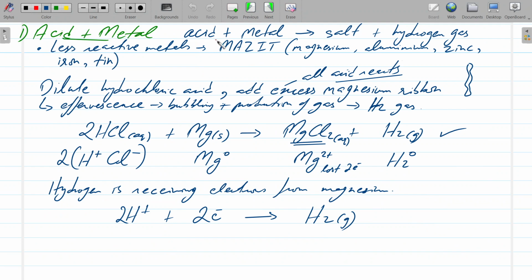So the first thing is an acid with a metal, right? Gives you a salt and hydrogen gas is released. This is used for less reactive metals such as magnesium, aluminum, zinc, iron, and tin. You use, for example, dilute hydrochloric acid, adding an excess of the metal. In this case, we're using magnesium. Effervescence of hydrogen gas will be observed, and you will get magnesium chloride. Here's the equation, the ionic equation, right, and the full equation. And right, how is hydrogen gas being produced? So it's receiving electrons from the magnesium metal to go from the proton to its molecular state.